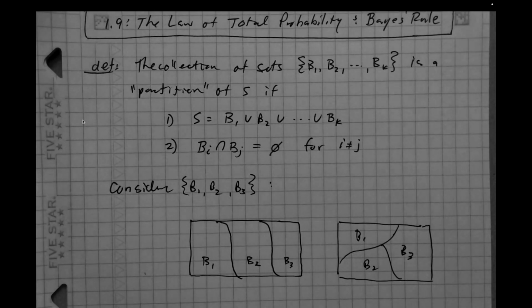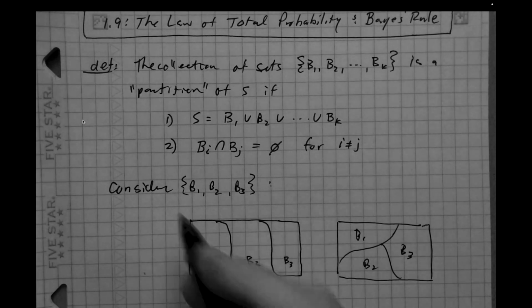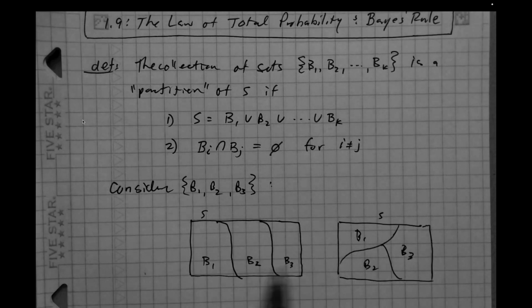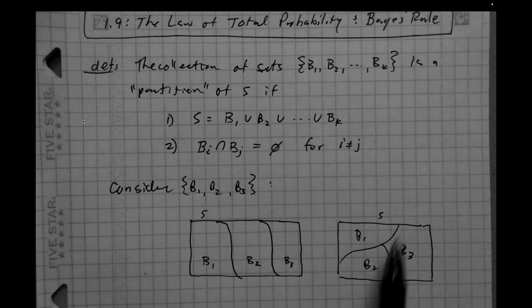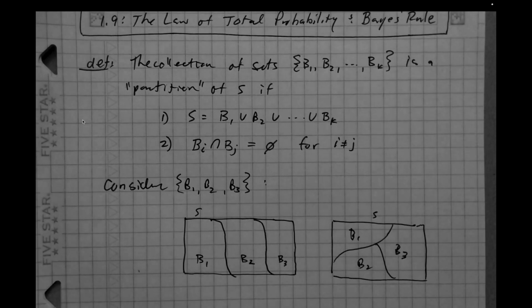The key idea with a partition is just that it breaks the entirety of the space up. So there's no part of S that isn't in B1, B2, or B3. And also there's no overlap. Notice the way we've drawn this, there are no overlapping subsets. And so that is the idea of a partition.